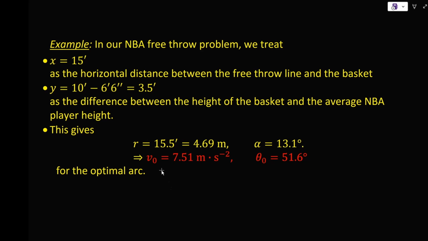Our solution says V naught equals the square root of g times r plus y. That simplifies to 7.51 meters per second squared. The associated launch angle theta naught is 45 degrees plus half alpha, and that simplifies to 51.6 degrees. So now we know how the solution works. We shall then justify it.